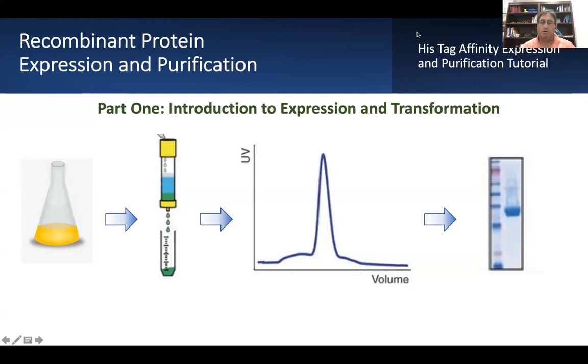Hello. Today we're going to talk about the process of starting with the plasmid DNA and ending with a pure recombinant protein. The whole idea is to become familiar with the process, starting with this plasmid DNA, expressing, purifying, and then characterizing and processing the protein for other work. We're going to focus on His tag affinity purification. There are other affinity tags to look at, but right now this is what we're going to focus on.